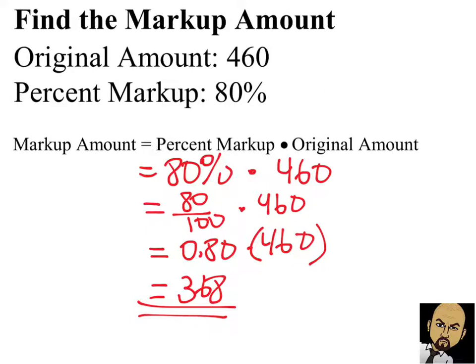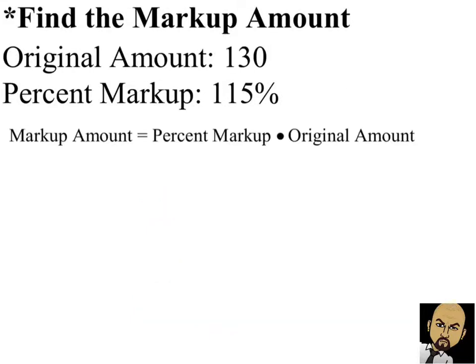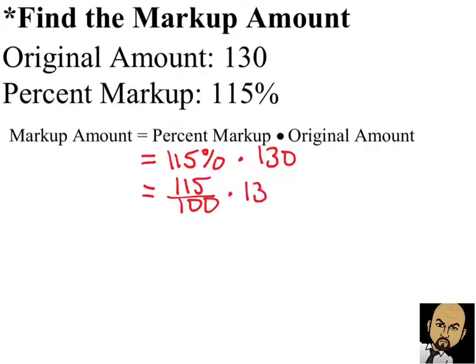Let's do another markup amount, but this time with a percent that's greater than 100. Use the formula. Markup amount equals percent markup times the original amount. The percent markup is 115% times the original amount, 130. Let's write 115% as a fraction, 115 per 100. And again, multiply by 130. And even though here we don't know how to write 115 hundredths, which I haven't taught you yet, you're dividing by 100. And when you divide by 100, you move the decimal over 2 places to the left. And so if you move it over 2 places to the left, you end up with 1 and 15 hundredths. And so you're going to multiply 1 and 15 hundredths times 130.